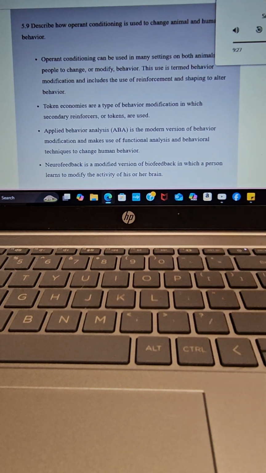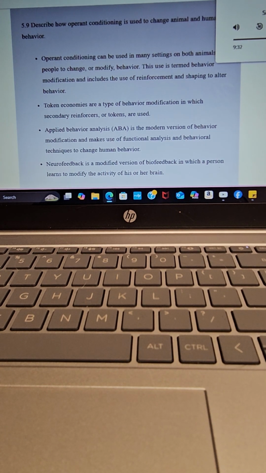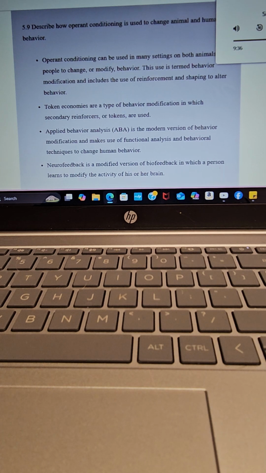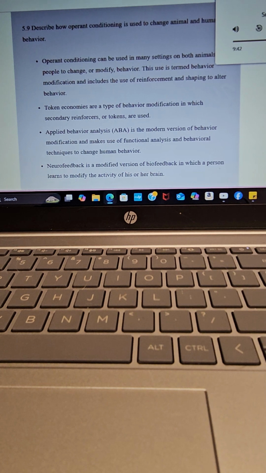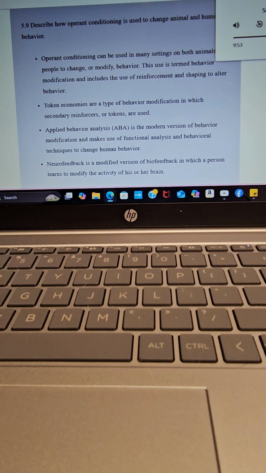5.9. Describe how operant conditioning is used to change animal and human behavior. Operant conditioning can be used in many settings on both animals and people to change or modify behavior. This use is termed behavior modification and includes the use of reinforcement and shaping to alter behavior.